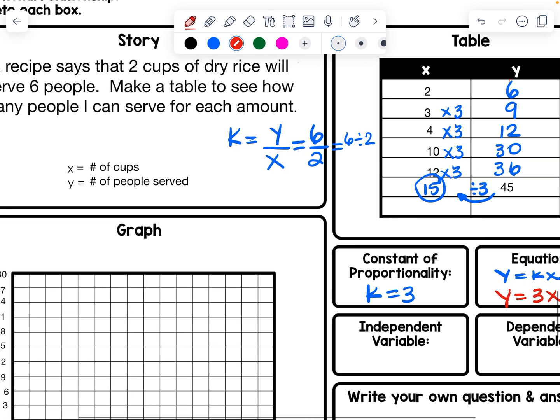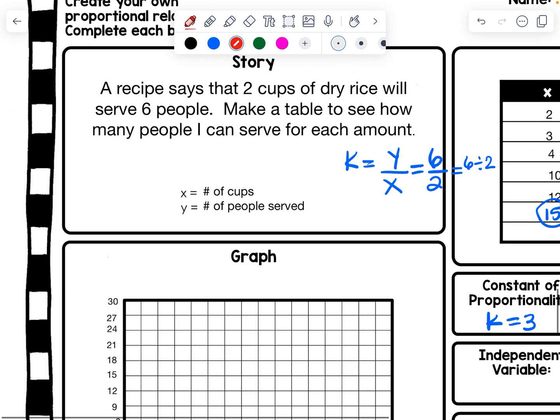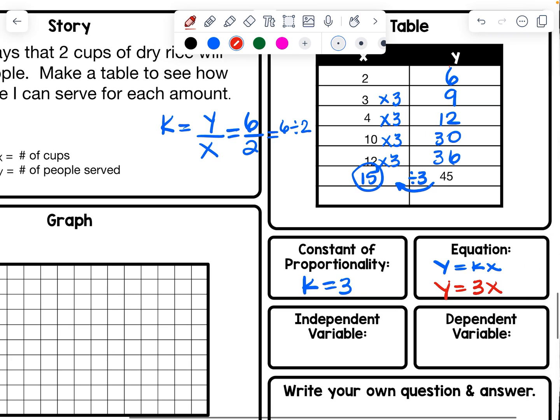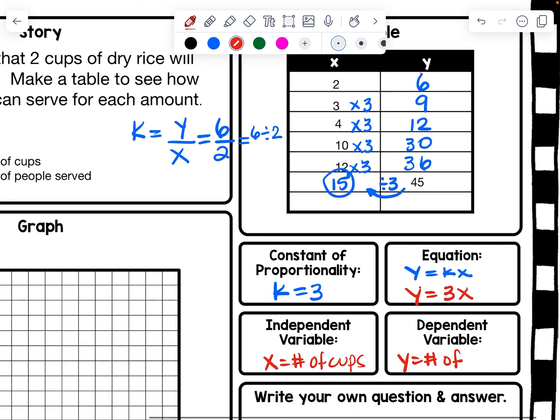Independent and dependent variable. The dependent variable is my Y, and the independent variable is always X. So let's write it down here. Independent variable is X, which is the number of cups. Dependent variable is Y, which is the number of people.